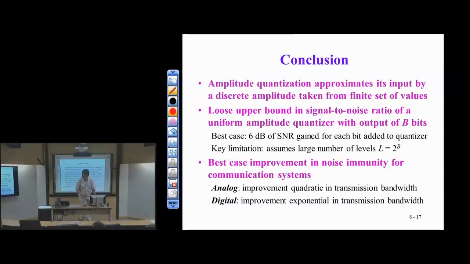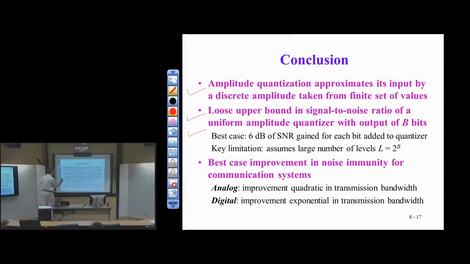I'm going to skip that slide, but I'll let you read it. That slide is important, but we are out of time. But I will give you the summary of that last slide. So what did we do in the quantization lecture? We did amplitude quantization by approximating its input by a discrete amplitude taken from a finite set of values. We derived a loose upper bound in SNR, the signal to noise ratio, of a uniform amplitude quantizer with an output of capital B bits. Best case, upper bound. Practice will be less than this, but the upper bound is 6 dB of SNR gain for every bit added to the quantizer.